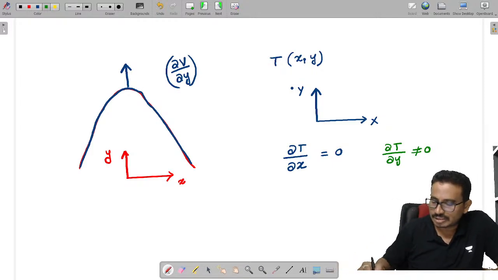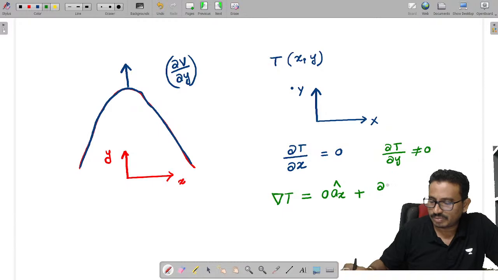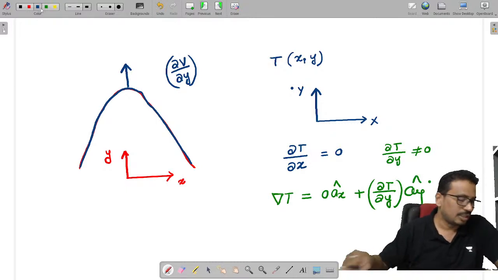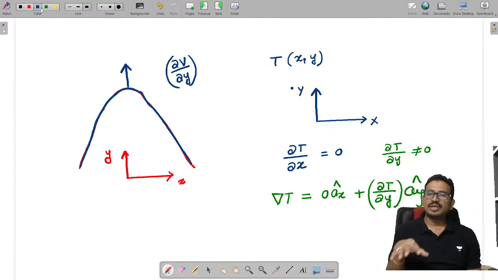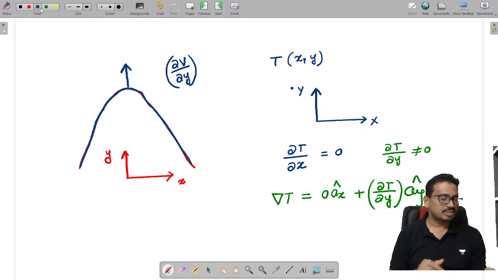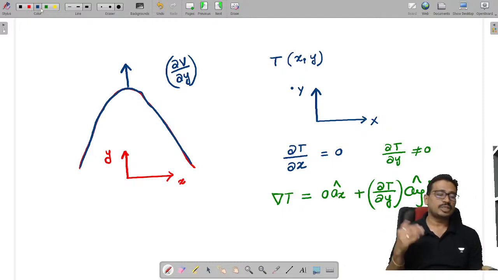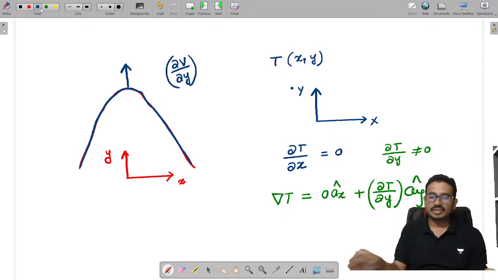So what can I say about the gradient of this function temperature, del T? It is 0 into a_x cap in the x direction, whereas in the y direction there is something, that is dou T by dou y, which is a non-zero parameter along the y direction. What does it signify? Along horizontal motion, the x direction, there is no change, but along the y direction there is a variation, isn't it?